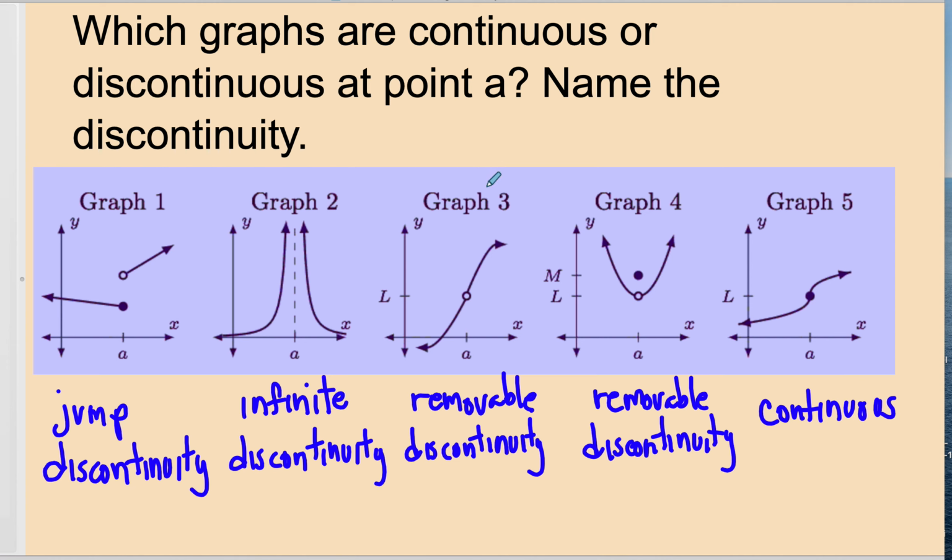Notice graph 3 and 4 are removable discontinuity. We have a hole in the graph. We also have a value, but they're not the same. Notice 5 is continuous. Notice that the value and the limit look like they're the same.